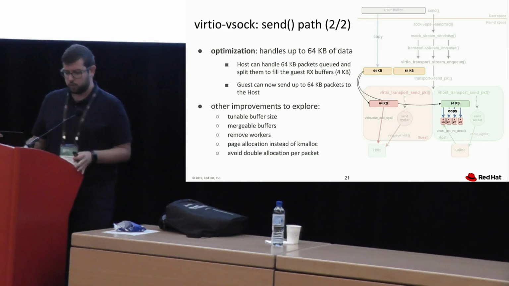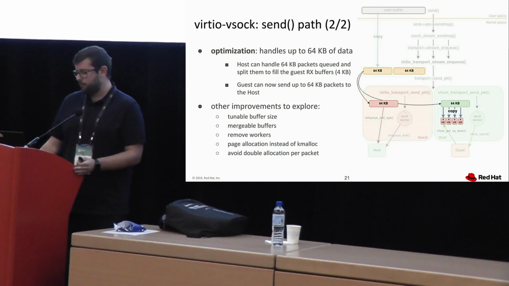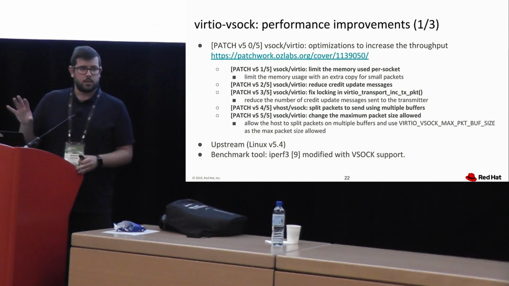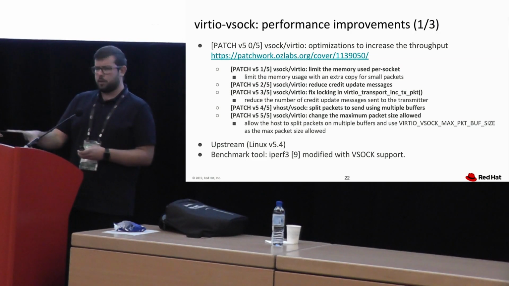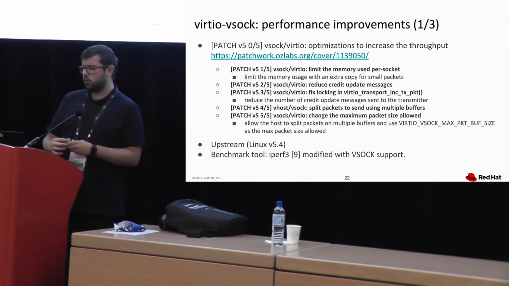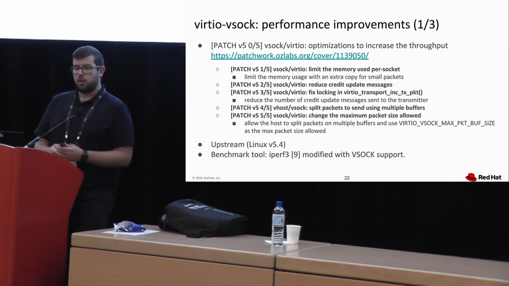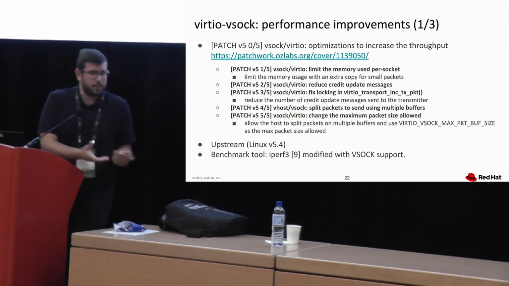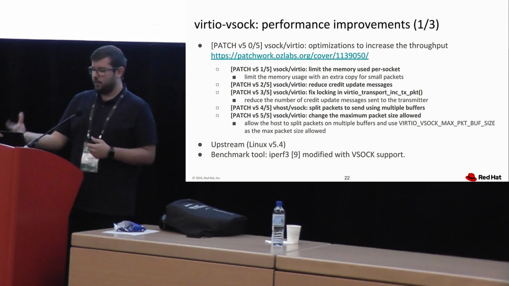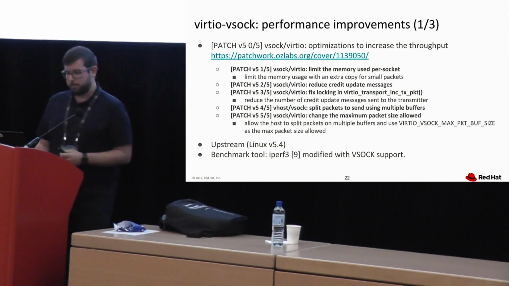We planned other improvements to explore, like tunable buffer size and mergeable buffers, but there is no time to discuss them now. So these two improvements were included in this series, merged upstream, that will be released with Linux 5.4. During the development of the series, we discovered a huge memory usage with small packets in the guest when it receives small packets. And so we added a patch to limit the memory used, adding an extra copy to avoid this huge memory consumption.